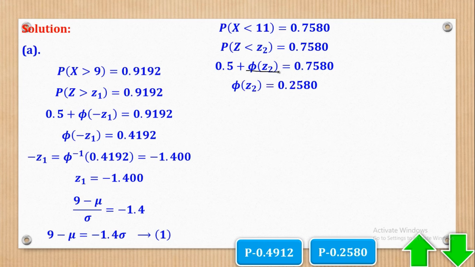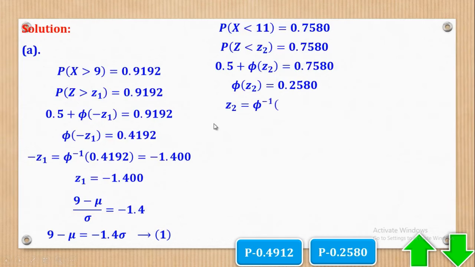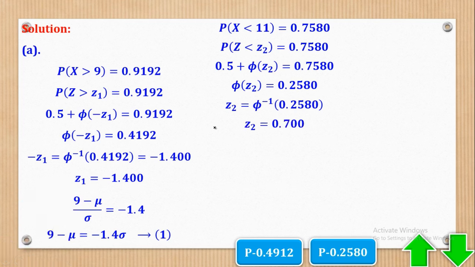Now next is to make this phi of z the subject, and after that we have to look for the value of z which gives you this probability, and that is what is called de-standardization. So let's see how that probability can be got. So still you go in the body. If you go in this body, you realize that here we are lucky that the probability is exactly the same as the one you are looking for, so it was got from 0.70. Therefore you come here and say that phi of z2 will be equal to 0.700, and it was got by standardizing 11.